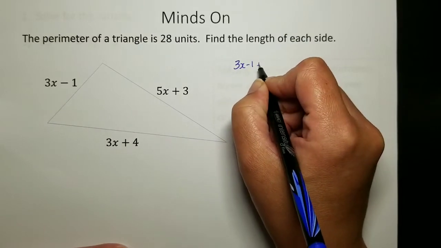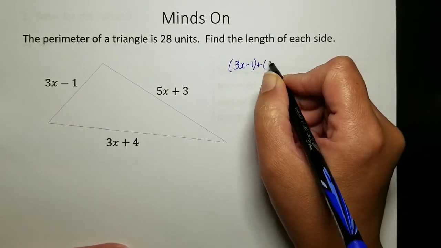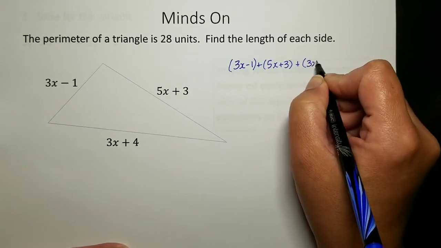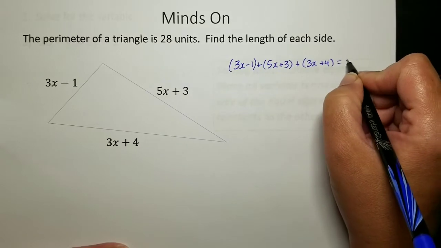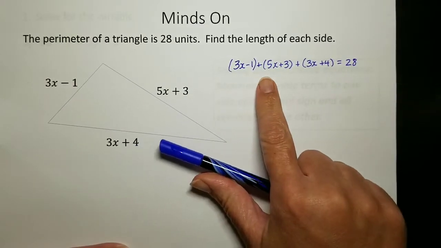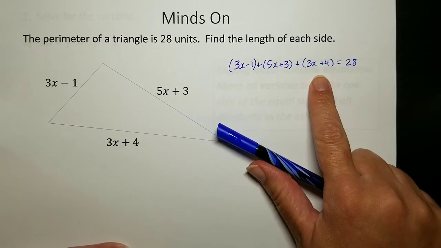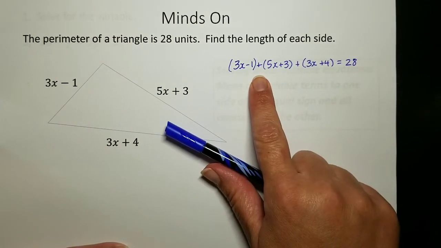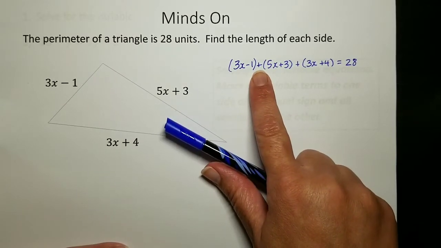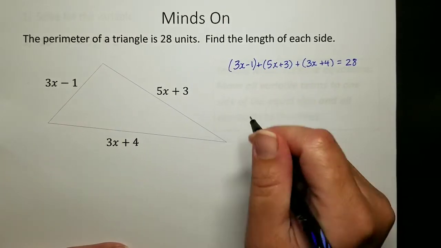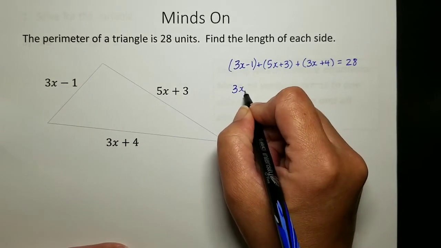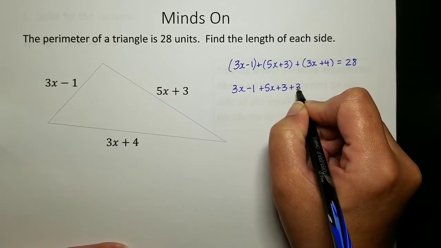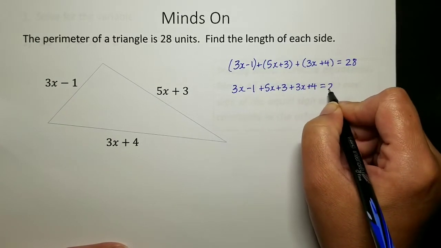3x minus 1 plus, maybe put some brackets here, 5x plus 3 plus 3x plus 4 equals 28. Now, remember in the previous unit, we had expressions like this, and we added up our polynomials. We looked for our like terms. When there was a plus sign in front of the brackets, we didn't have to do anything or change anything. So 3x minus 1 plus 5x plus 3 plus 3x plus 4 equals 28.